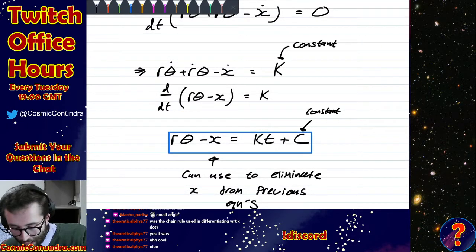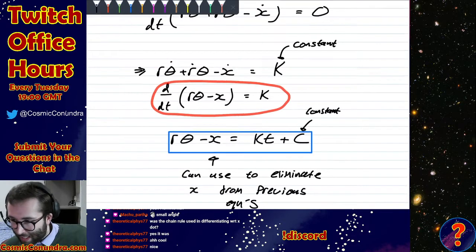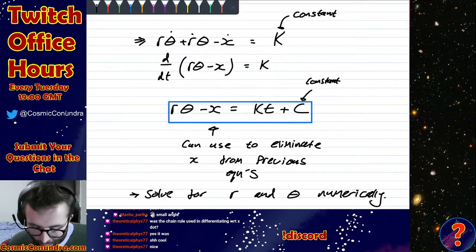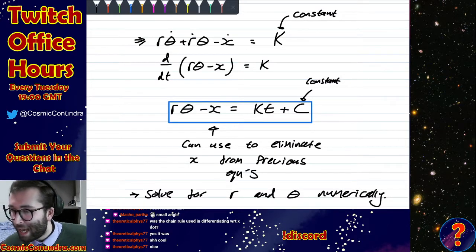So now I just integrate this whole thing with respect to time again. And now I extract a quite nice relationship, which is that r theta minus x is equal to kt plus c, where k and c are both just some numerical constants that you could find from the initial conditions. We've got enough initial conditions that we can find all of them. We wrote down about 6 or something.